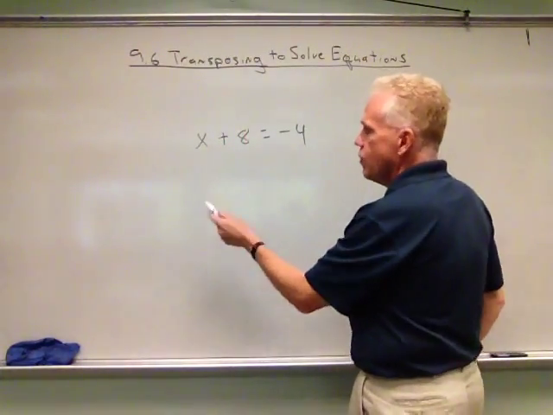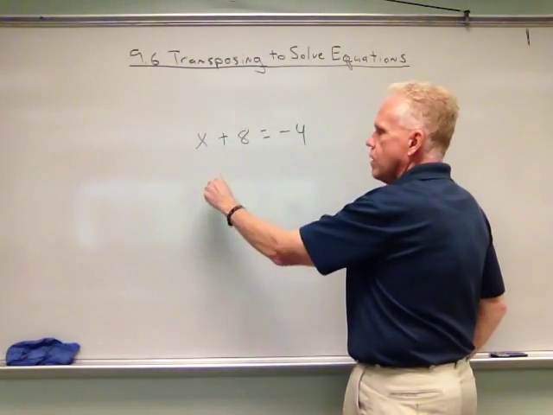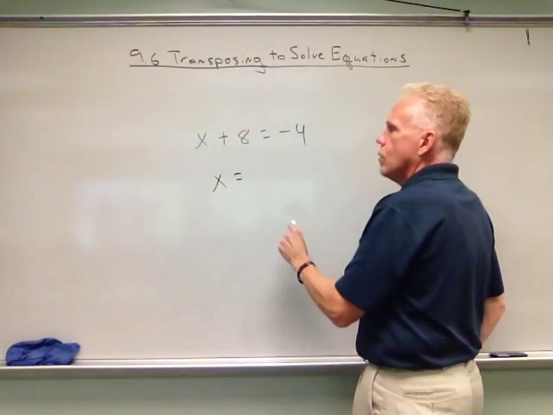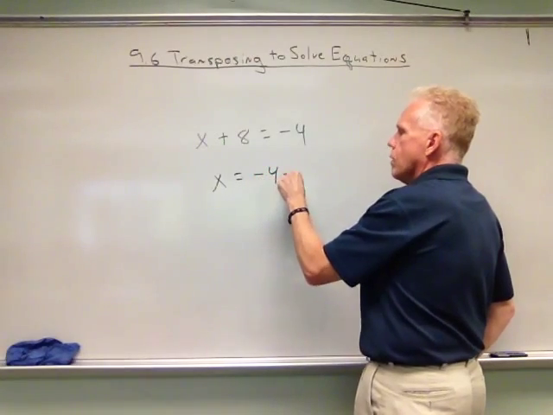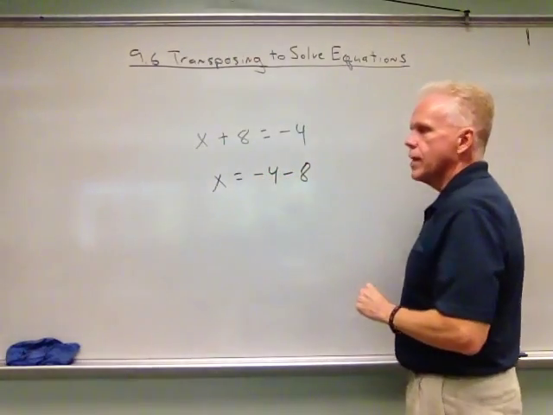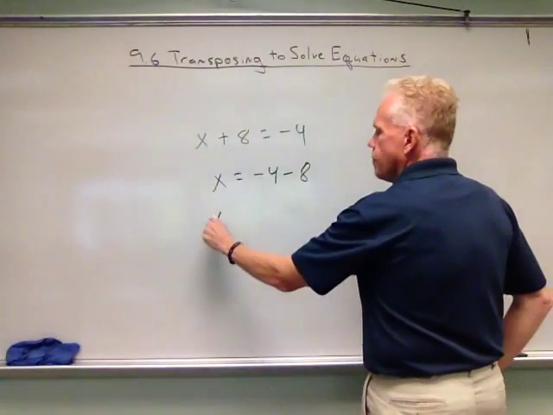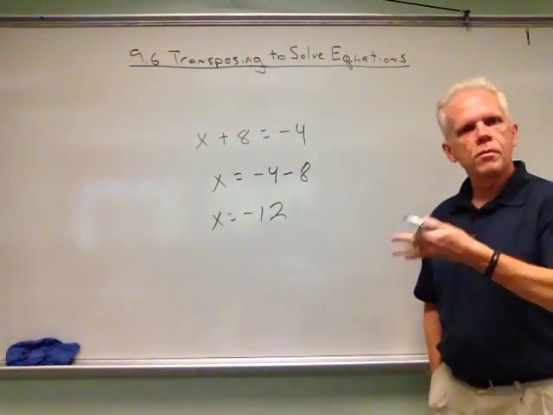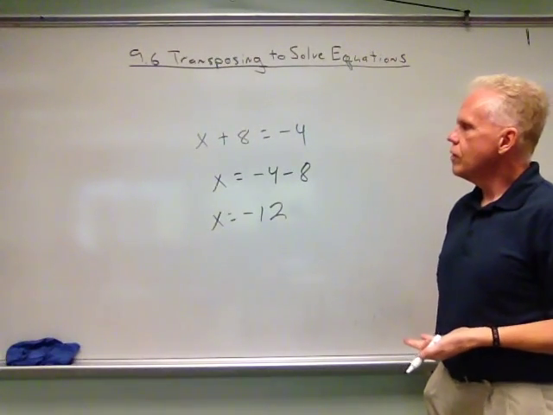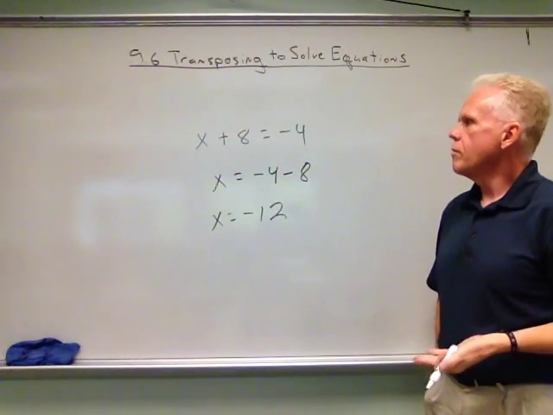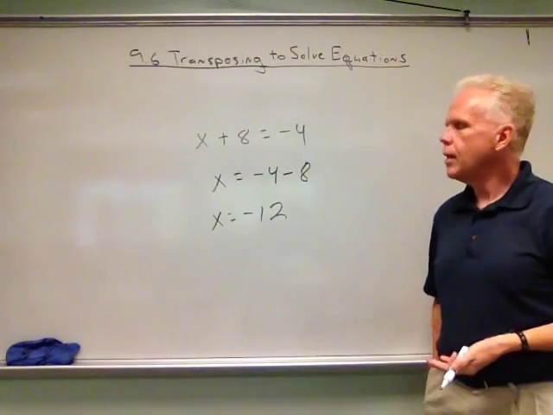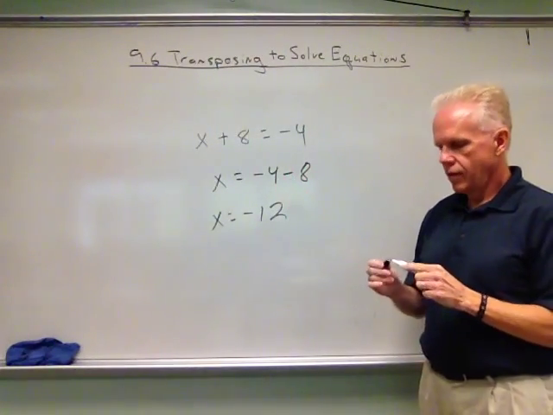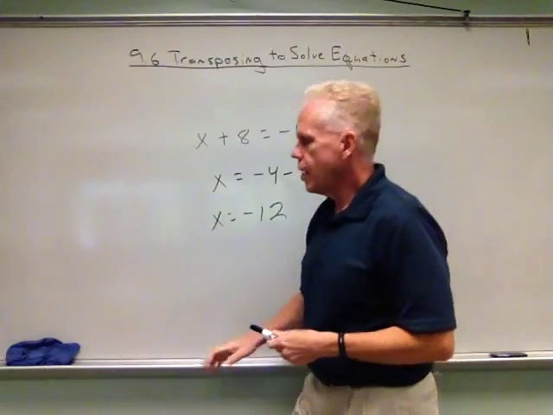So when we transpose the positive 8, we get x equals, now it'll be negative 4 minus 8, or negative 4 negative 8, and so my answer, x equals negative 12. Okay, so we just moved something across the equals, and when we moved it, we remembered to change the sign, and we had it. Then we simplified that piece.